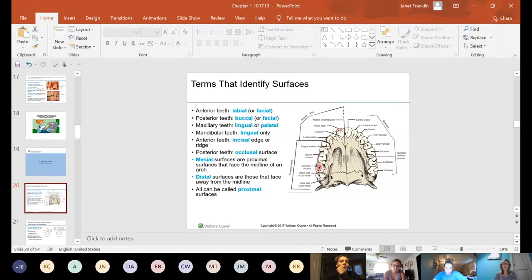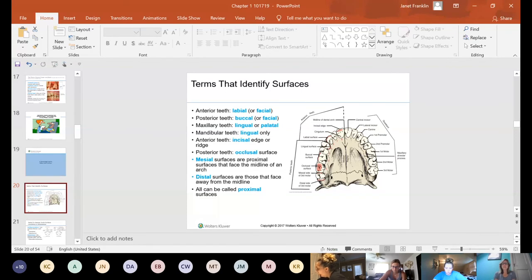Anterior teeth have what we call incisal edges. Remember, they're the ones that incise. And posterior teeth have occlusal surfaces. So the posterior teeth have an actual full surface, where the anterior teeth just have the edges. So they have an incisal edge or an occlusal surface.